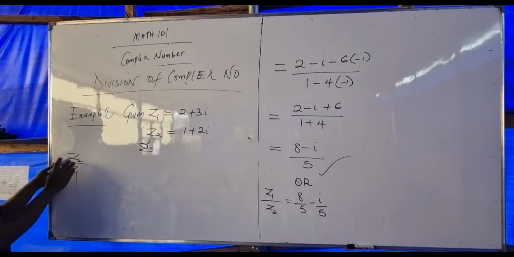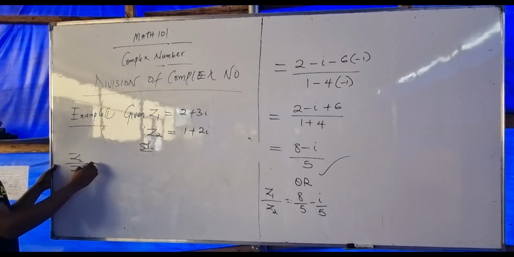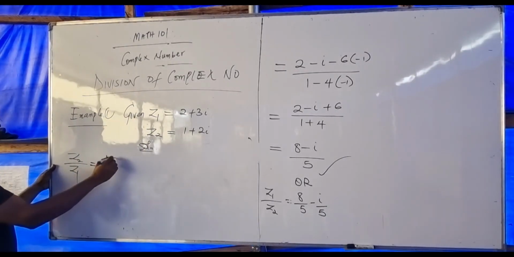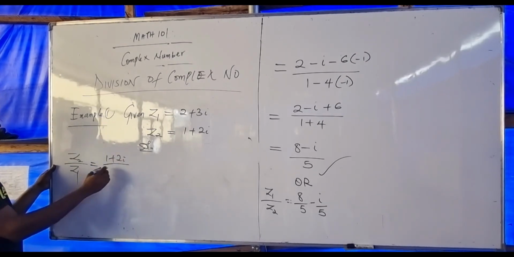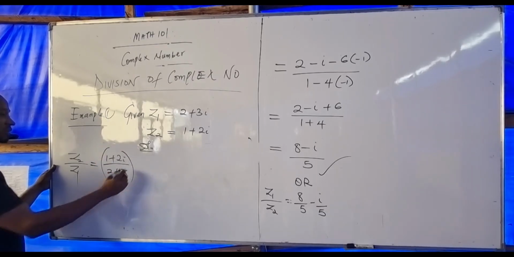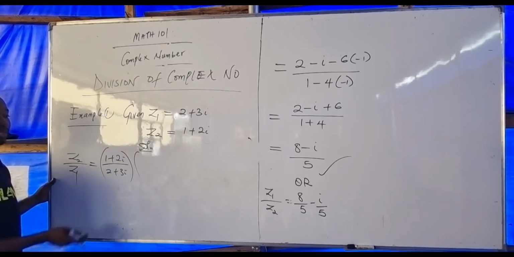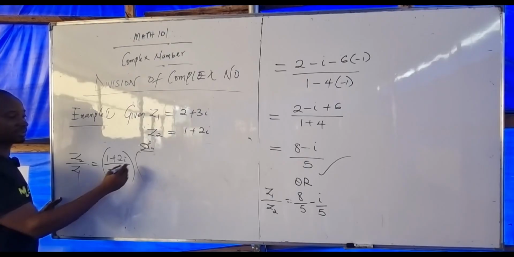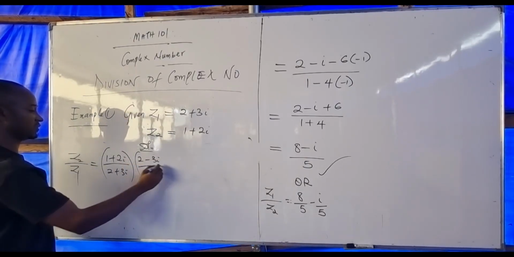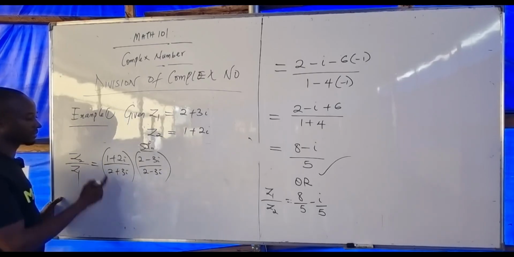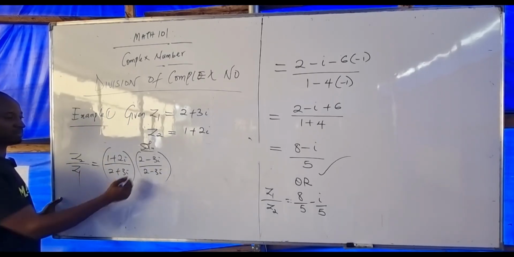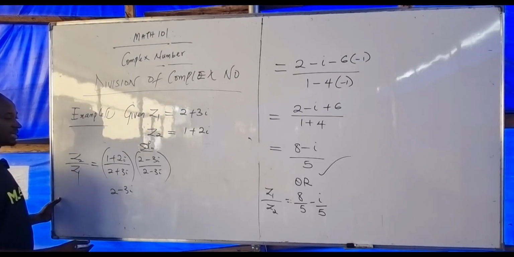So to solve for Z2 over Z1, our Z2 is what? 1 plus 2i over what? 2 plus what? 3i. So what am I going to do here? Multiply by the conjugate of what? 2 plus 3i, which is 2 minus what? 3i over what? Minus 3i. 1 times 2 is 2. 1 times minus 3i is what? Minus 3i.